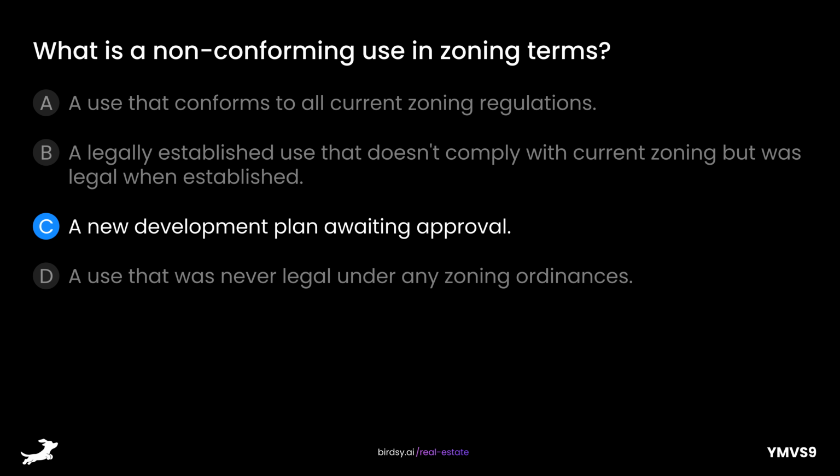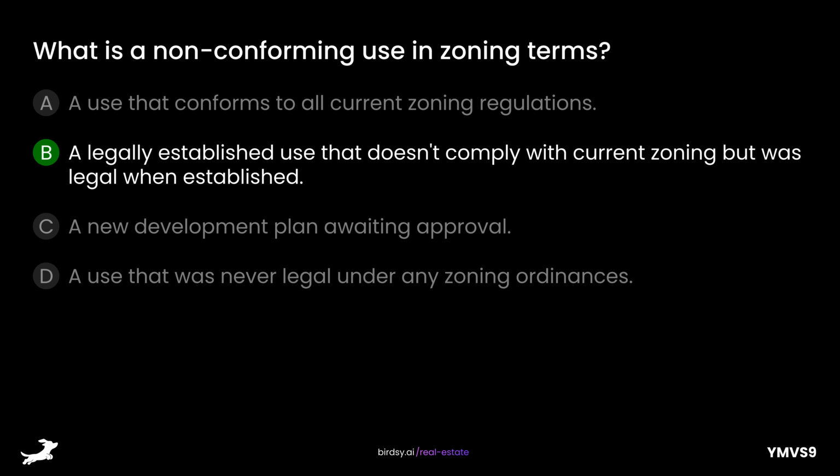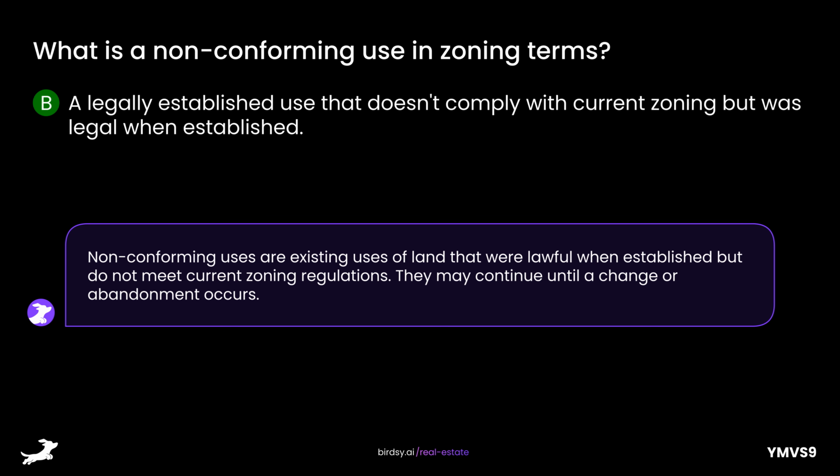C, a new development plan awaiting approval? Or D, a use that was never legal under any zoning ordinances? The answer is B, a legally established use that doesn't comply with current zoning but was legal when established. Non-conforming uses are existing uses of land that were lawful when established but do not meet current zoning regulations. They may continue until a change or abandonment occurs.